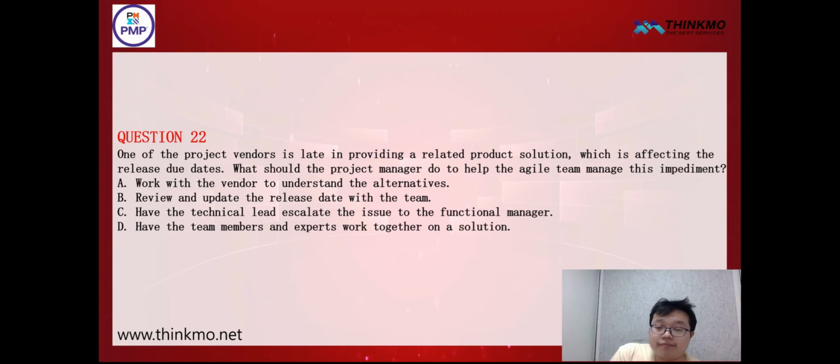As for the last option, it suggests having team members and experts work together to develop a solution. At first glance, this seems correct, right? After all, it's about finding a solution. However, normally, without communicating with the supplier, we actually can't make unilateral decisions or develop solutions on our own. So this is an option we shouldn't choose.